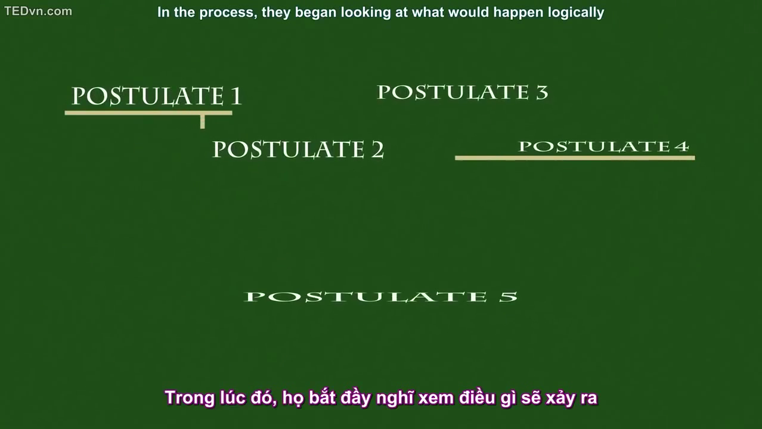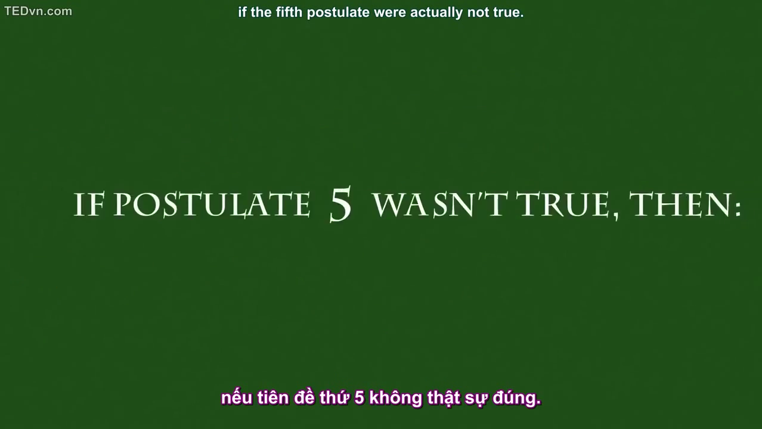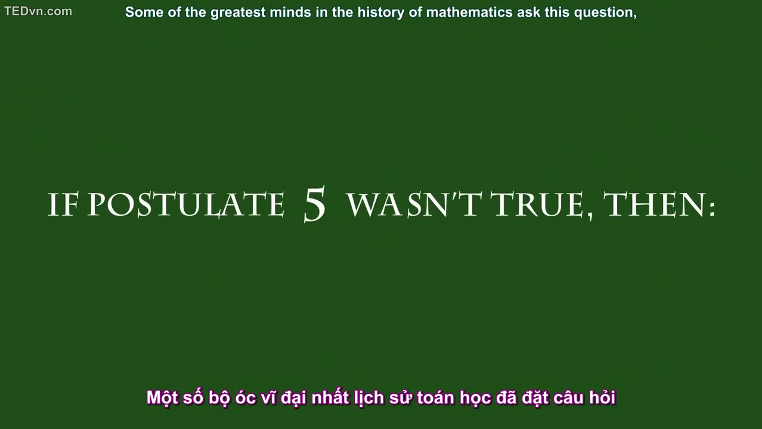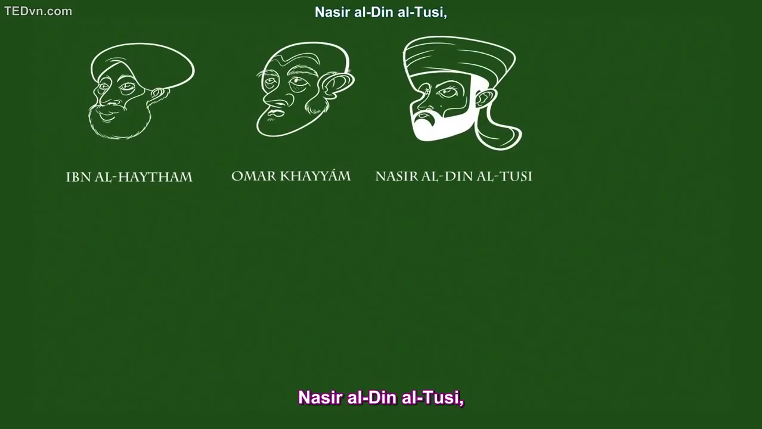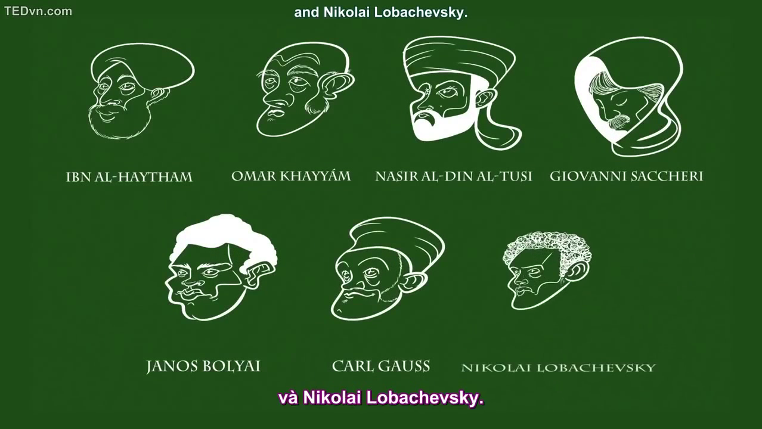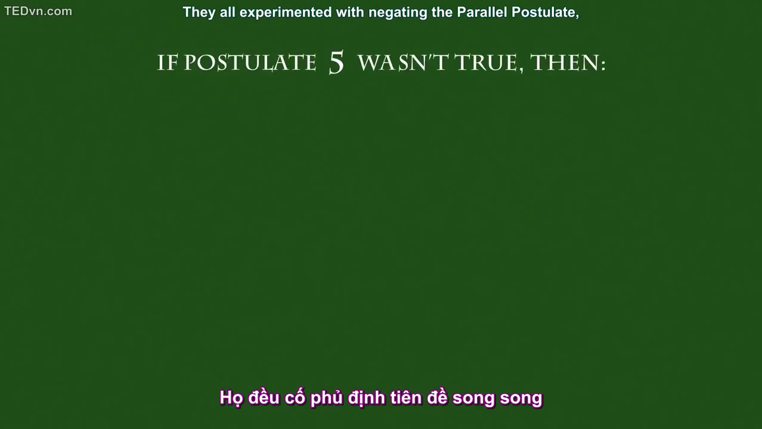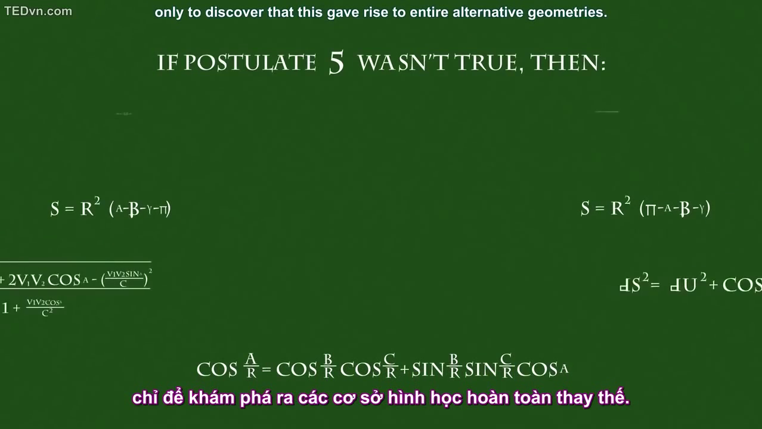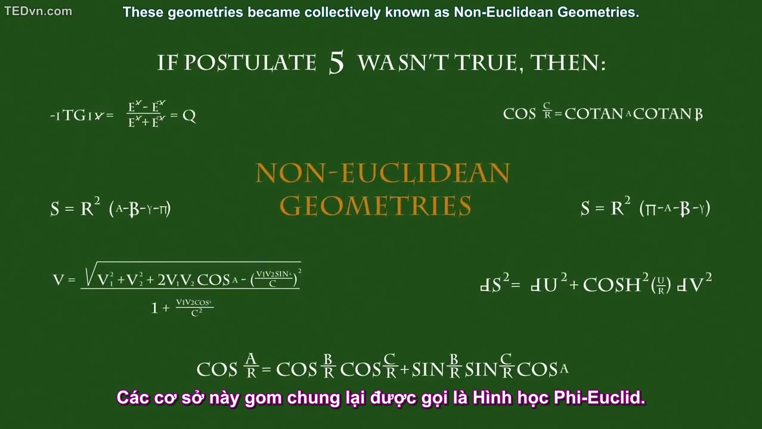In the process, they began looking at what would happen logically if the 5th postulate were actually not true. Some of the greatest minds in the history of mathematics asked this question. People like Ibn al-Haytham, Omar Khayyam, Nasir al-Din al-Tusi, Giovanni Saccheri, János Bolyai, Karl Gauss, and Nikolai Lobachevsky. They all experimented with negating the parallel postulate, only to discover that this gave rise to entire alternative geometries. These geometries became collectively known as non-Euclidean geometries.